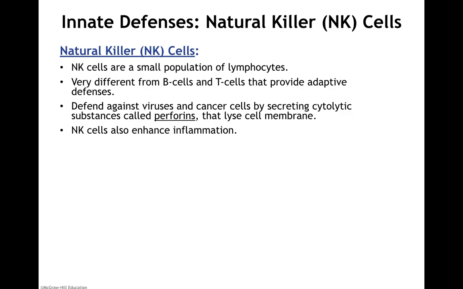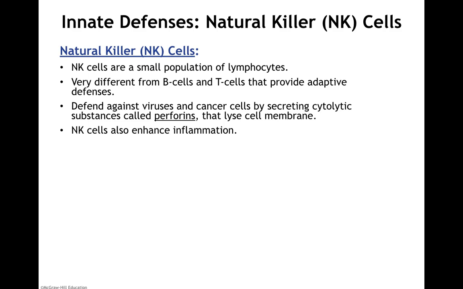Natural killer cells. NK cells are a small population of lymphocytes. They are very different from the B and T lymphocytes, though, that provide adaptive defenses. Natural killer cells provide protection because they look for cells that don't have our own markers on them, whereas B cells and T cells are truly going to look for antigens, like we will be talking about for most of the day today.